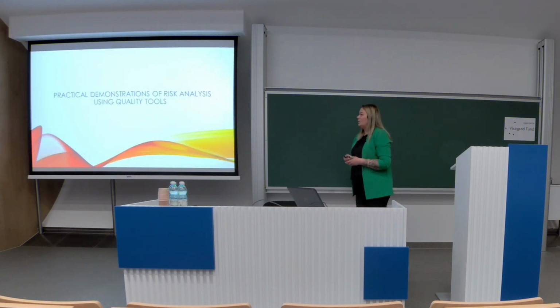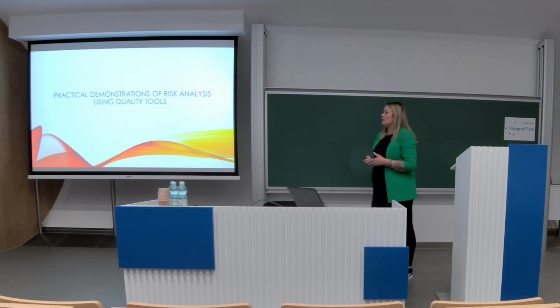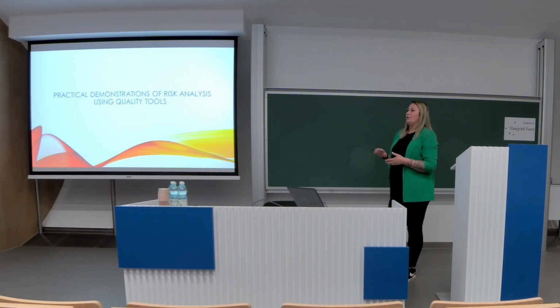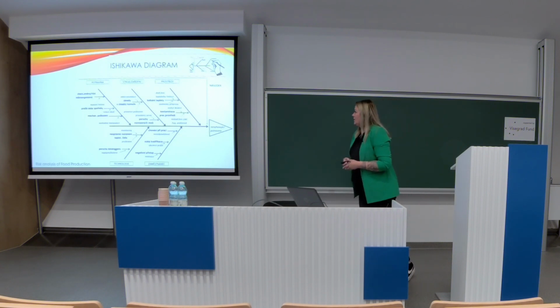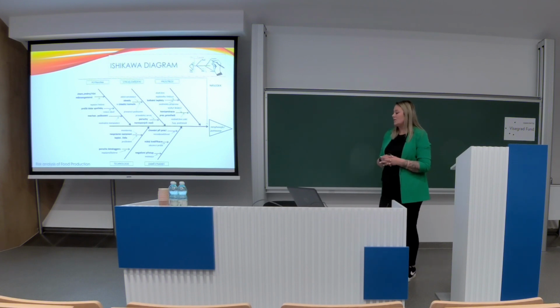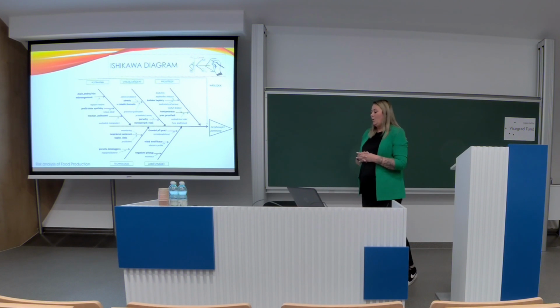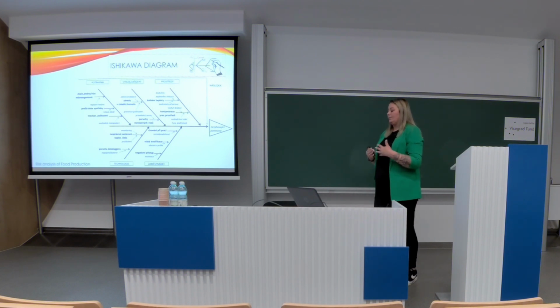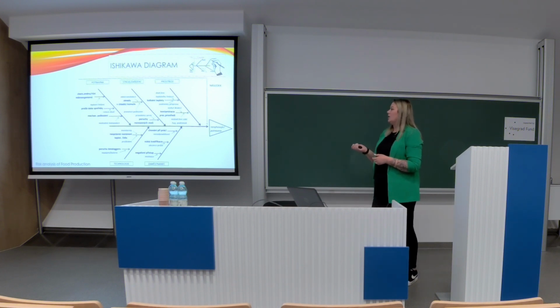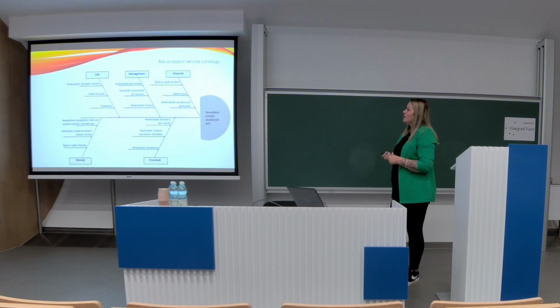And now you will see practical demonstrations of risk analysis using quality tools. They are the outputs, mostly, of bachelor and master theses at our university, our faculty, in so many different areas. For example, this is the Ishikawa diagram in food production. So the students analyzed which causes can lead to the wrong food or the wrong source of food. This is the first one.